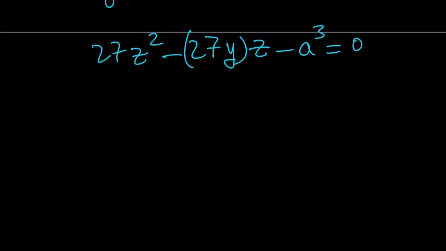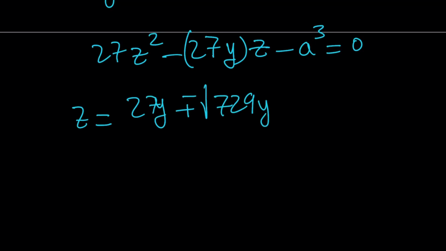Okay, thinking, quadratic formula, awesome. Let's go ahead and use the quadratic formula here. So we can write z as negative b, which is 27y, plus minus the square root of b squared, which is 729y squared, minus 4ac.